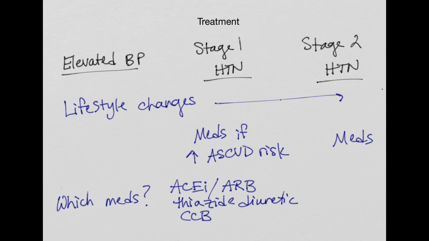If their pressure is consistently in the stage 2 hypertension range, then we do use medications in addition to lifestyle changes. Generally, the medications we reach for first are either a thiazide diuretic, calcium channel blocker, or an ACE inhibitor or ARB. So some combination of these. It really just depends on the patient and their preferences, and if they have other underlying conditions that may make you predisposed to prescribing one versus the other. And we're going to cover that in more depth.